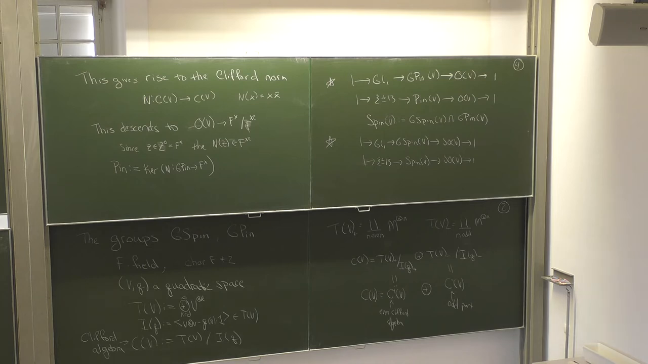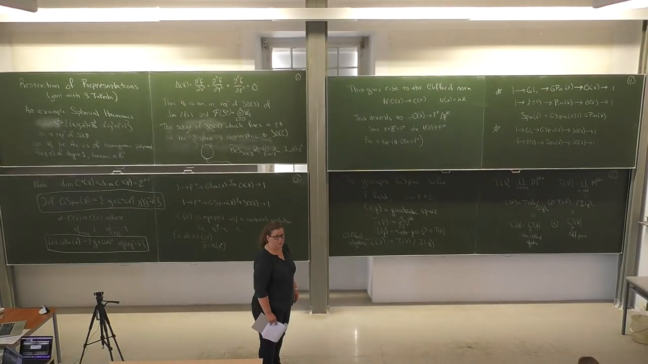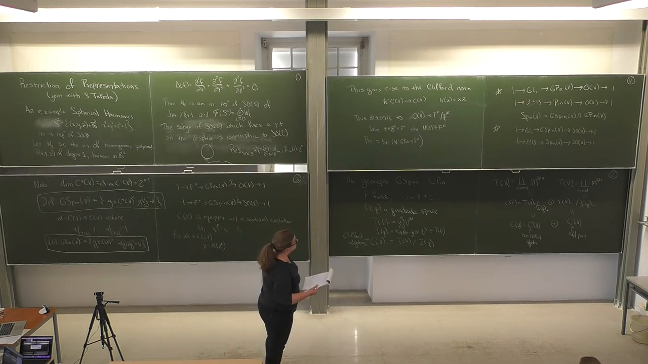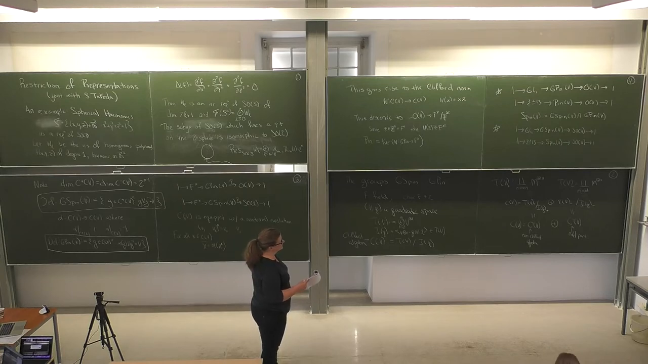Yeah. G-spin, by definition, is the intersection of G-spin and G-pin. You mean with pin? Pin. Huh? Intersection with pin. But I have a G-pin. And G-spin is a subgroup of G-pin, right? That's true.